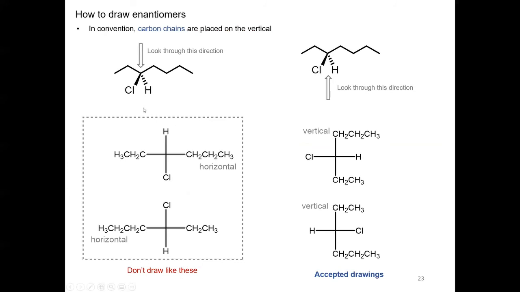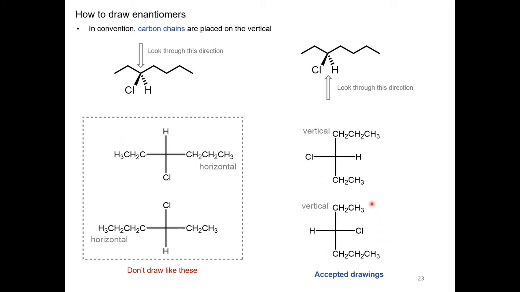The convention is that carbon chains are placed on the vertical. What does that mean? If you look through this direction, these 2 alkyl groups are pointing to you, right? But do not draw it like this, because then you put the alkyl groups on the horizontal, not the vertical. So the preferred, correct way to draw a Fischer projection of this molecule is to put the alkyl groups on the vertical.